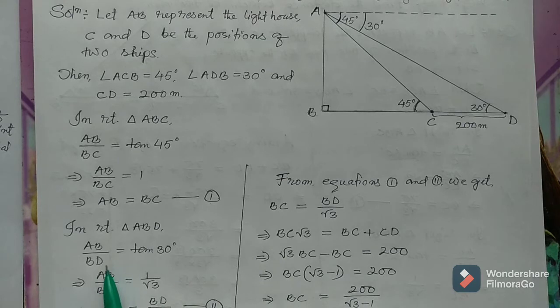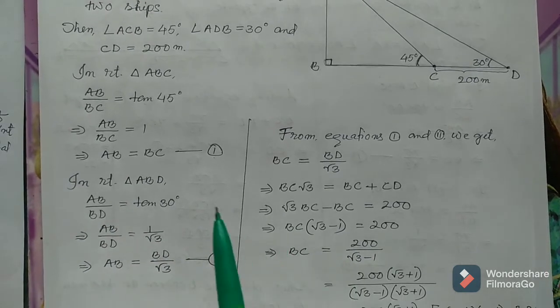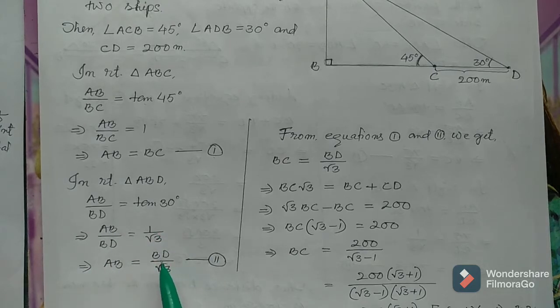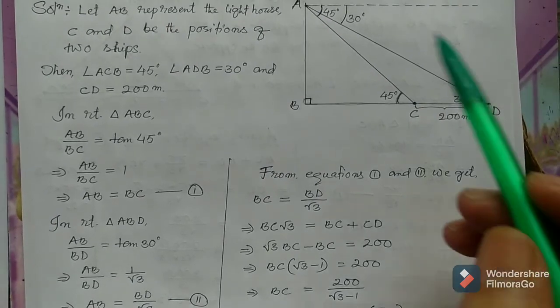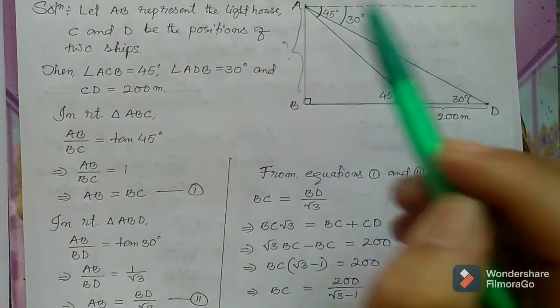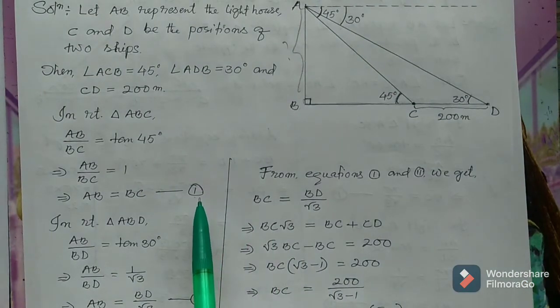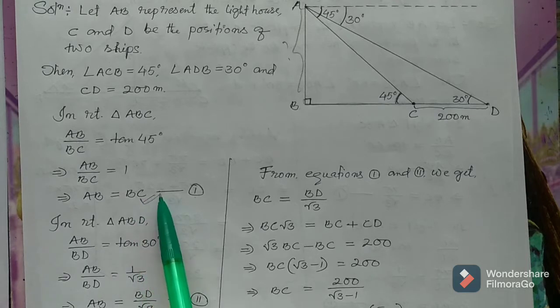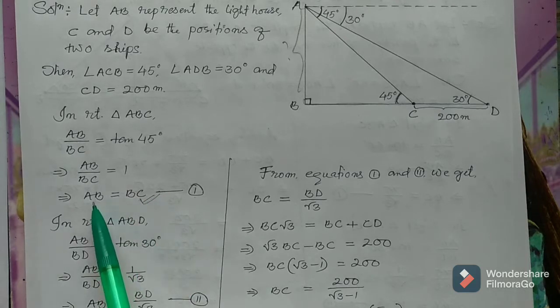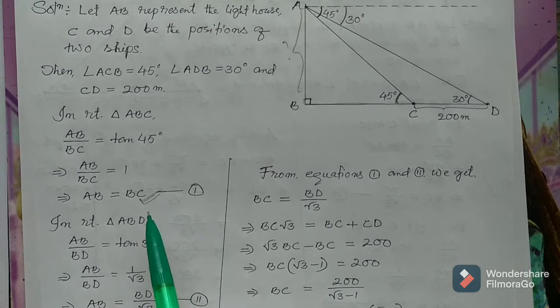AB by BD is equal to, you know, tan 30 degree value is 1 by root 3. So from here again we cross multiply. We express for side AB, which is equal to BD by root 3. We name this as equation number 2. Then now we have to find the height of lighthouse, which is AB. So to find this, you can see in equation number 1, AB is equal to BC. So if we can find BC, then the length of AB will also be that of BC.